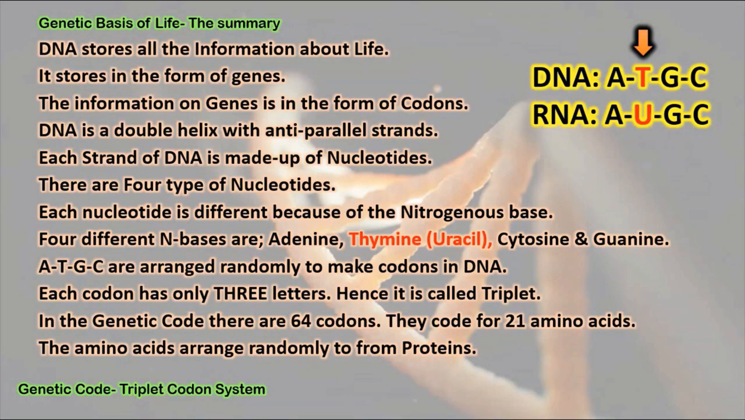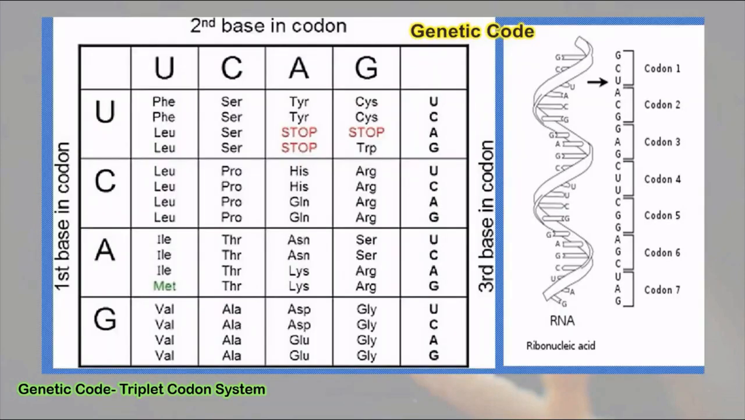Each nucleotide is different because of the nitrogenous base. There are 4 nitrogenous bases: adenine, thymine, cytosine, guanine in DNA, and adenine, uracil, cytosine, guanine in RNA. And these are arranged randomly to make the codons. A set of 3 nucleotides is one codon, hence the genetic code is said to be triplet. And the genetic code is made up of 64 different codons, and they code for 21 different amino acids. The amino acids are arranged randomly to form the proteins. So this is the genetic code dictionary.